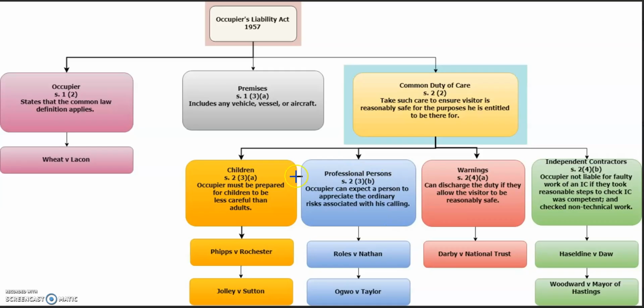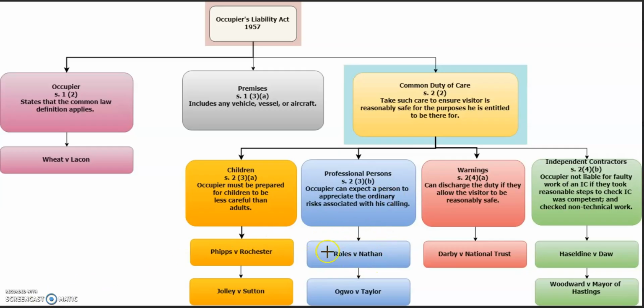So for an example, if an electrician is employed to do some work on electrics at the house and they get electrocuted, then that's likely not to be the occupier's fault, because an electrician should guard against the risks that are ordinary to dealing with electricity. However, if an electrician came to the house and was injured because they fell down a hole, then arguably the occupier would be liable, because falling down holes should not be a risk ordinarily associated with being an electrician.